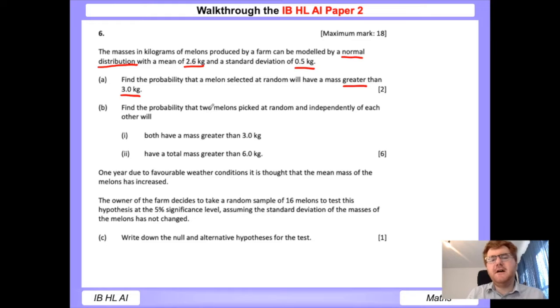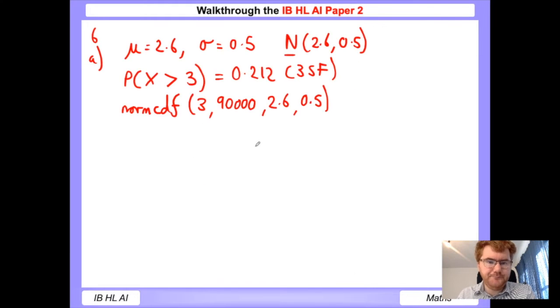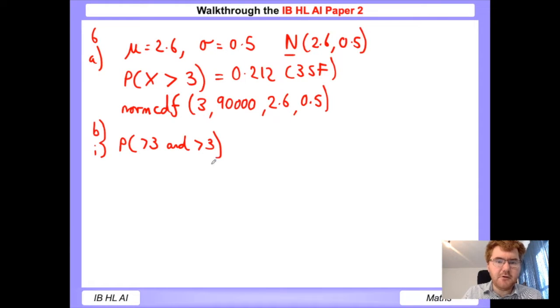Right, now we need to find the probability that 2 melons picked at random and independently, that's important, no probabilities are changing, of each other will both have a mass greater than 3 kilos. So let's get the easier question out of the way. So we've got part b, part 1. It's got the probability of greater than 3 and greater than 3 again, but the probabilities don't change. Well, we already worked this out in the previous question.